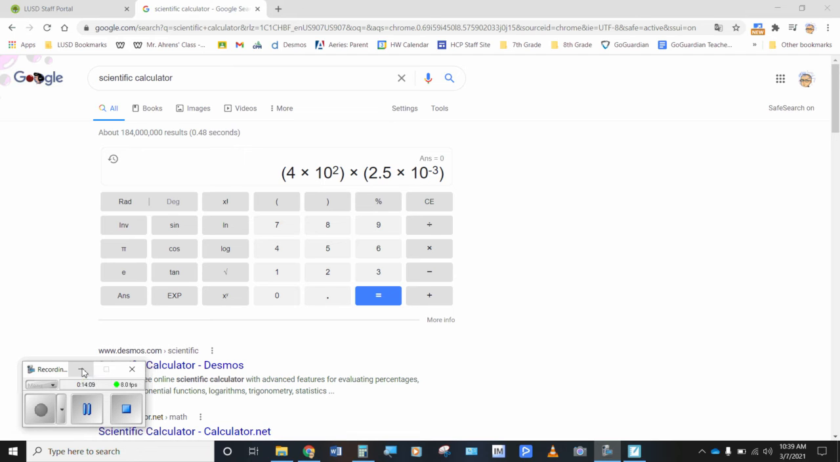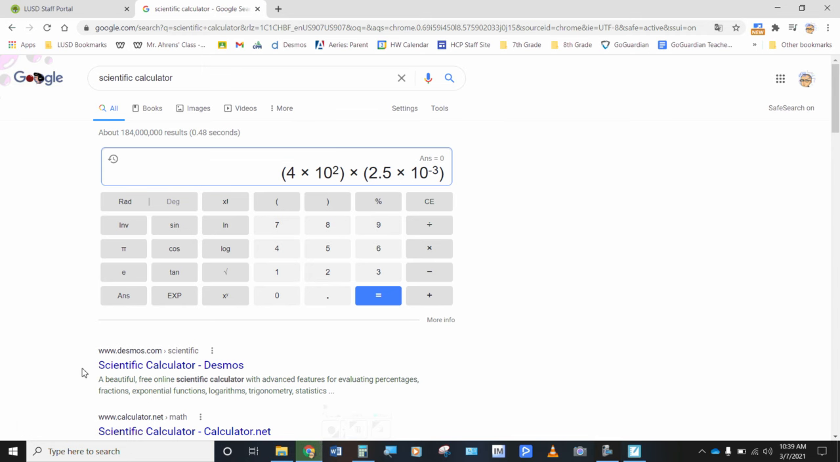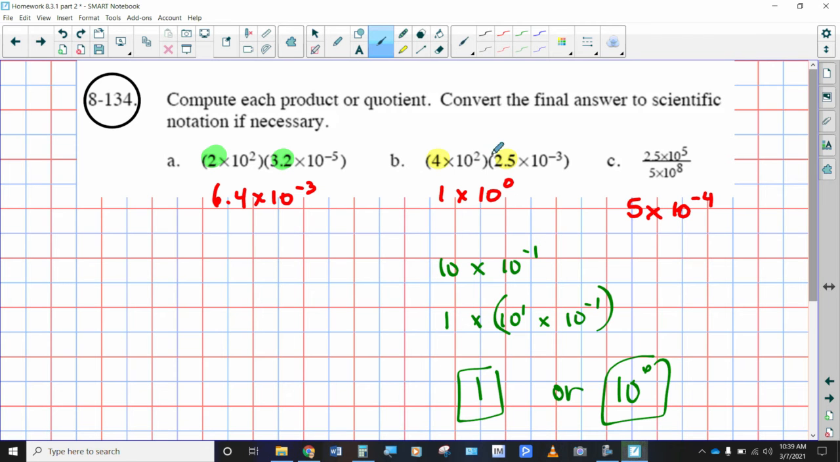All right, it's working again. You just have to talk to it the right way. All right, so 4 times 10 to the second times 2.5 times 10 to the negative third. If we hit equal, our answer should be 1. See what it shows us. There it is. That's our answer. So we did everything correctly, simplifying that.